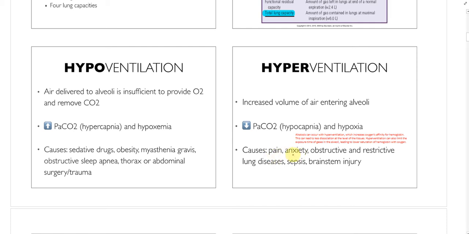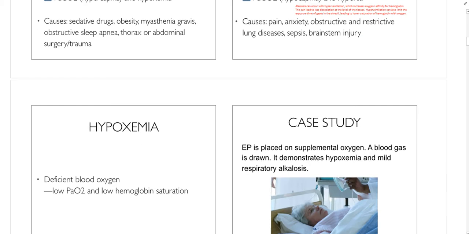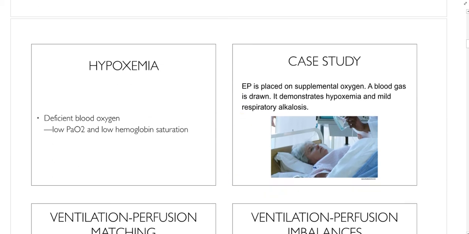So pain and anxiety are common causes of hyperventilation. We can have obstructive and restrictive lung diseases, which are what we're covering in this lecture and the next lecture. Sepsis can lead to hyperventilation due to high levels of lactic acid in the body, and then brainstem injury affecting the respiratory drive controller in the first place. Again, hypoxemia is the deficient blood level of oxygen, low levels of PaO2, and low levels of hemoglobin saturation.